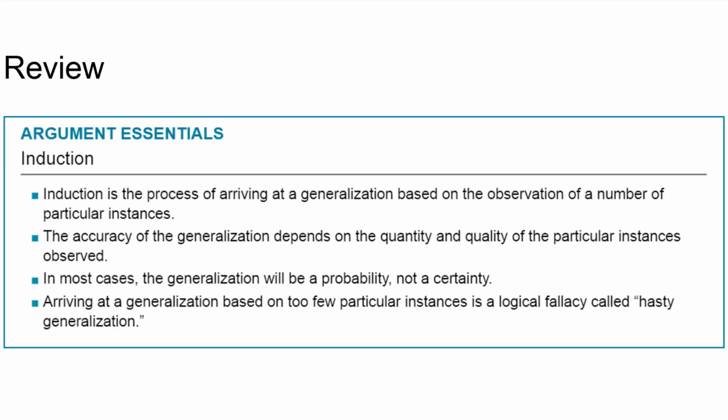In conclusion, induction is the process of arriving at a generalization based on observations of a number of particular instances. And the accuracy of the generalization depends on the quantity, how many, and the quality of these particular instances observed. In most cases, the generalization will be a probability, but it's not a certainty. So induction isn't perfect. But arriving at a generalization based on too few particular instances is a logical fallacy, and we call that hasty generalization.